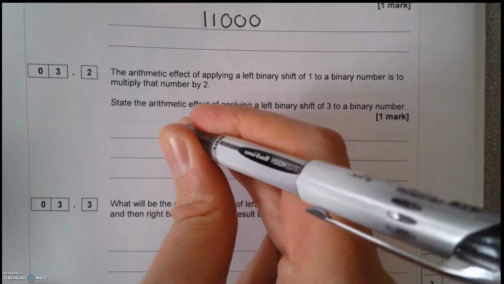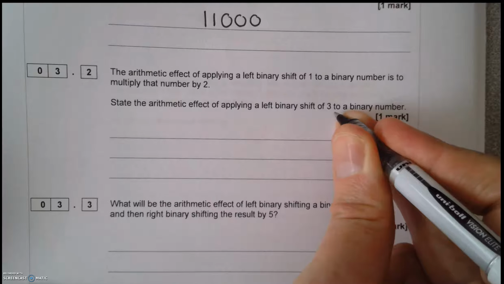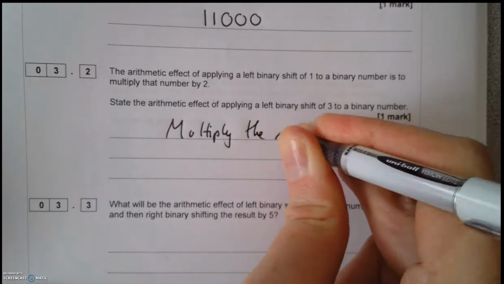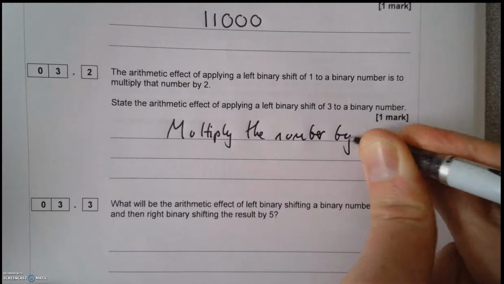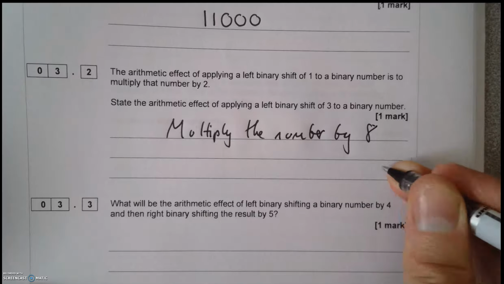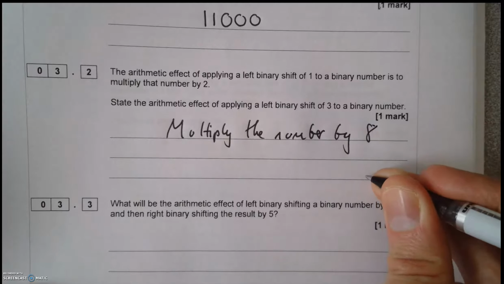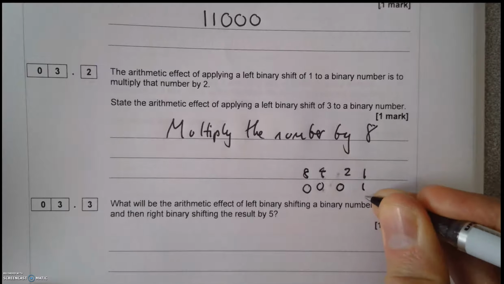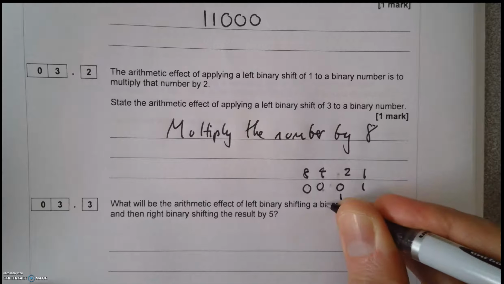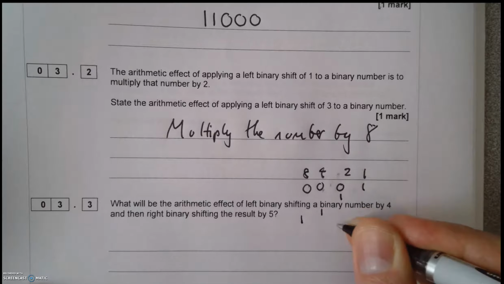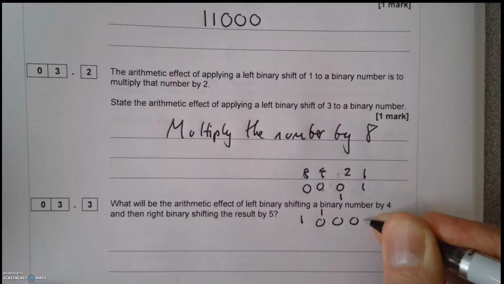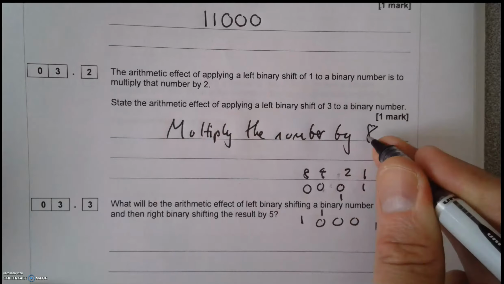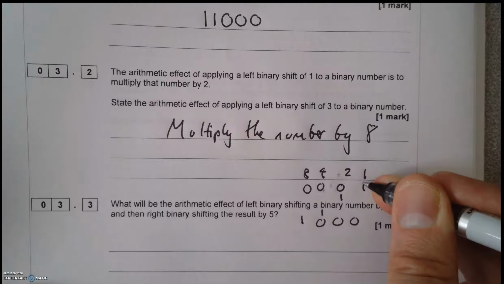So to do a shift of 3 is going to multiply the number by 8, and that's all you need to write, and that is 1 mark there. But just to show you how that works, if you're not sure, 1 2 4 8, if I just take the number 1 there, I shift it once, twice, 3 times, that's 3 times, then I end up with 8. So 1 times 8 is 8. So it's multiplying the number by 8. Write that out if it helps you.